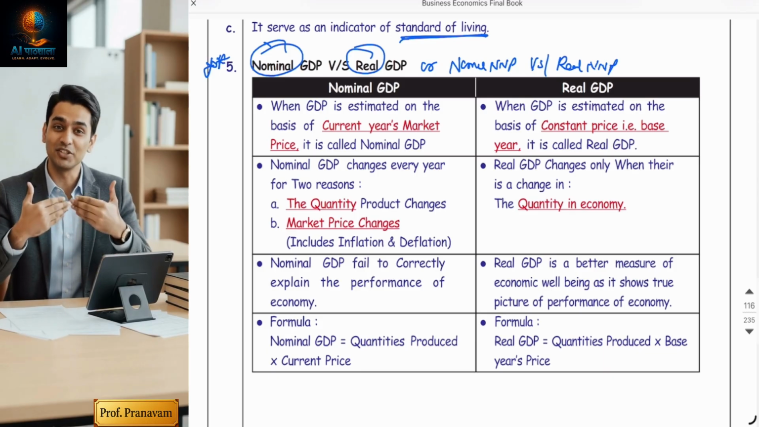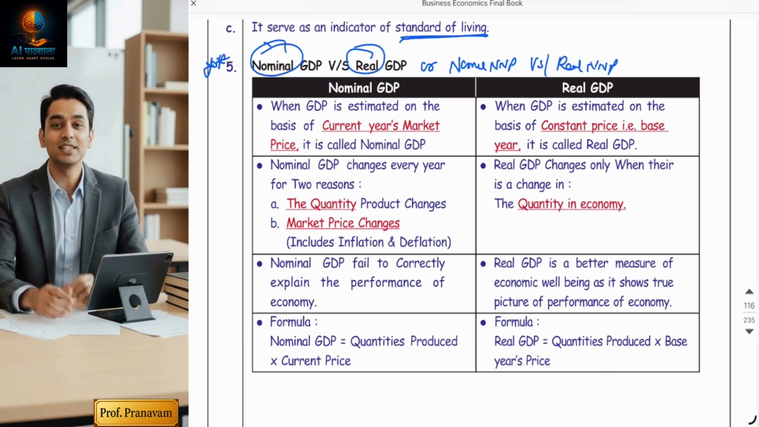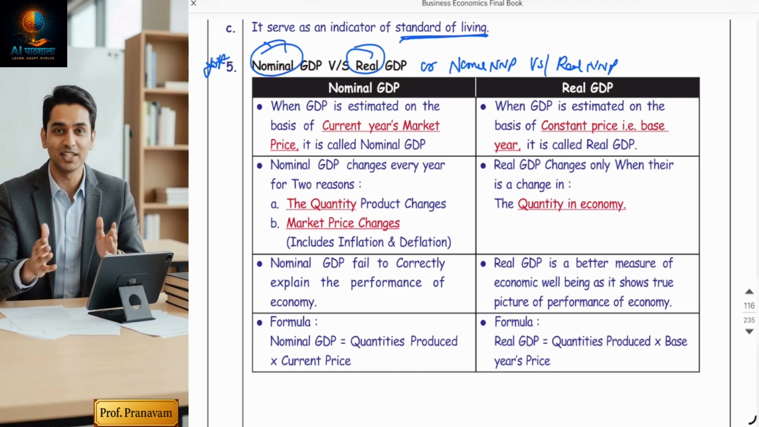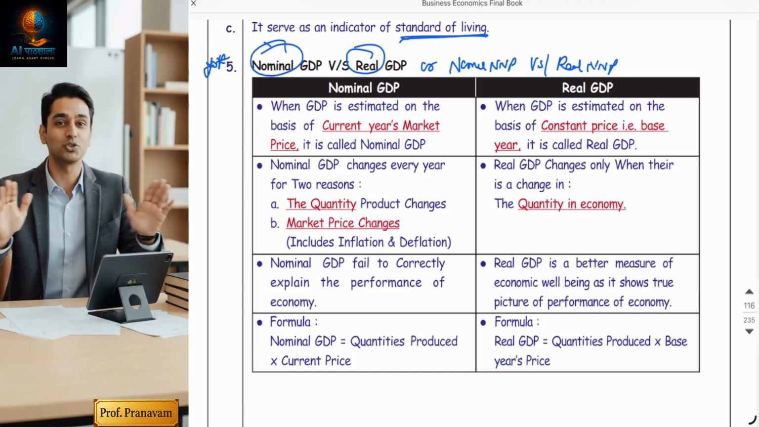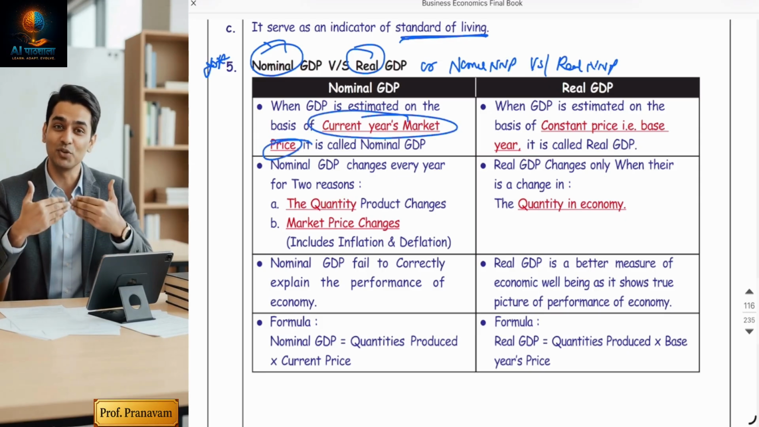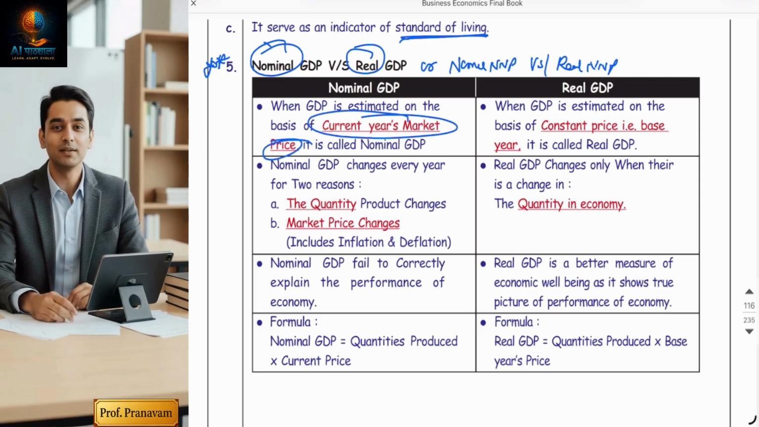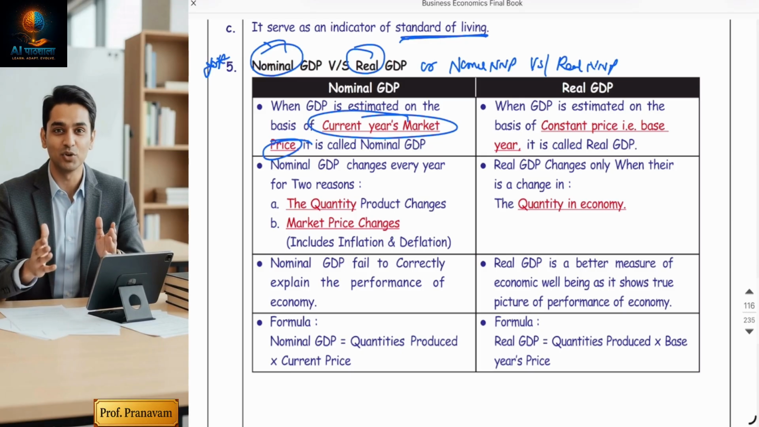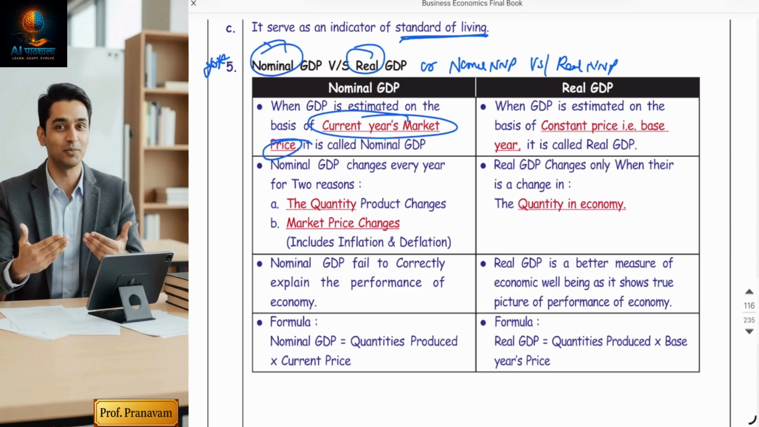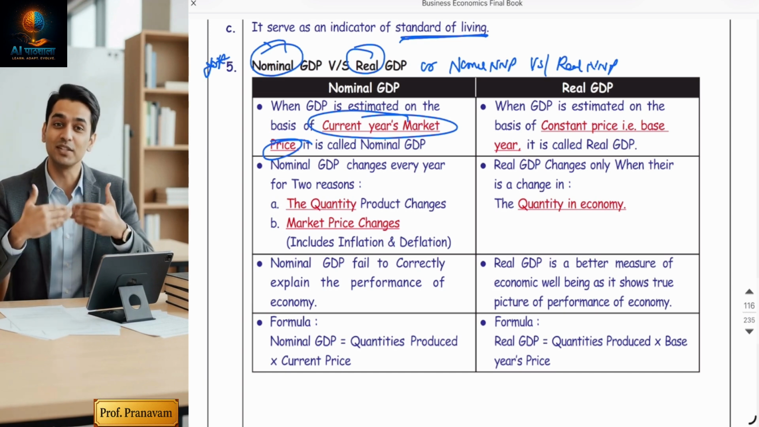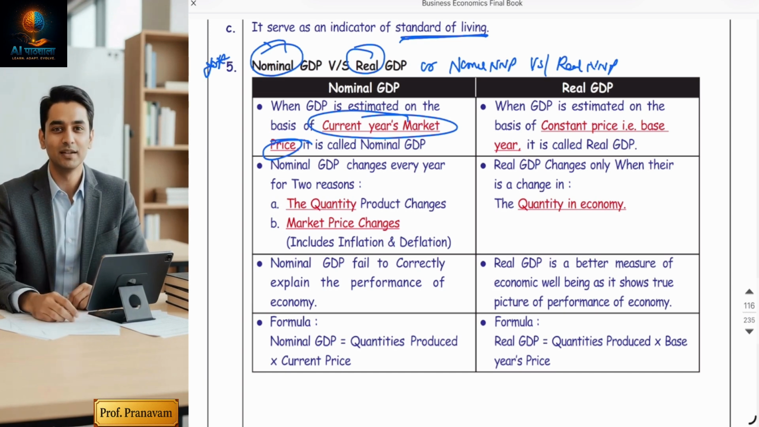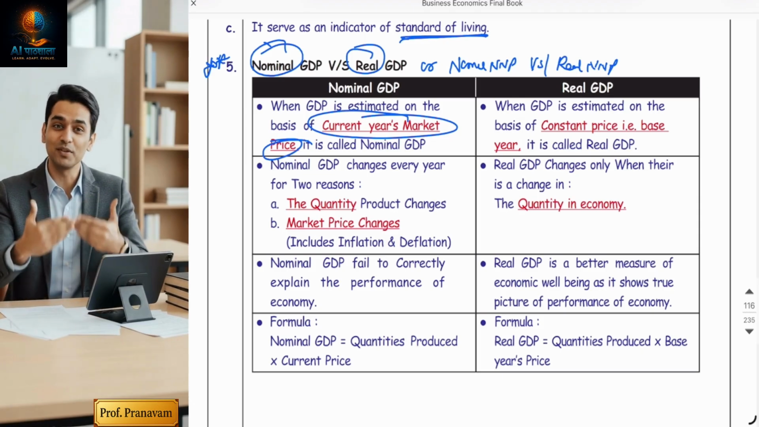One is nominal national income or nominal GDP, and the other is real national income or real GDP. What does it mean? Friends, when national income is calculated at current market price, it is called nominal GDP. It includes inflation, meaning national income changes due to change in price also.